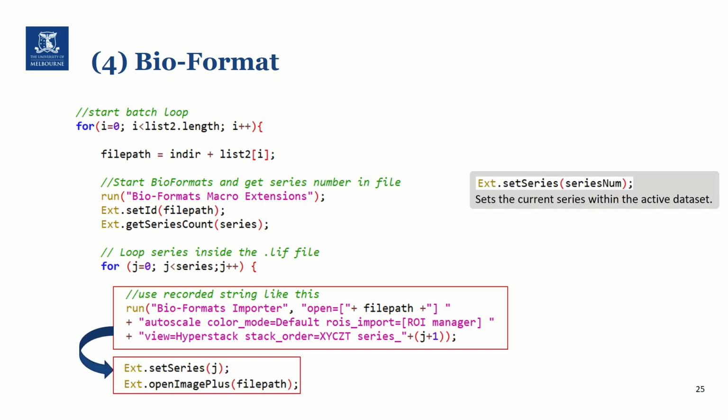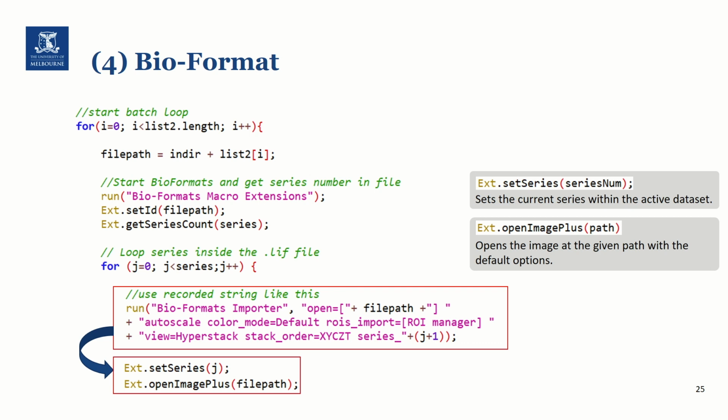One is Ext.setSeries, which will set the current series, and another one is Ext.openImagePlus, and this will open the image at the given path with the default options. As you can see, the amount of information required to open the image is the same, but this way is a lot simpler. Also note that the series count starts from 0 in this case.